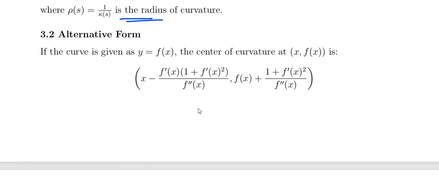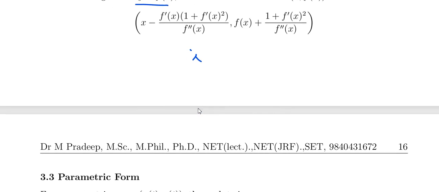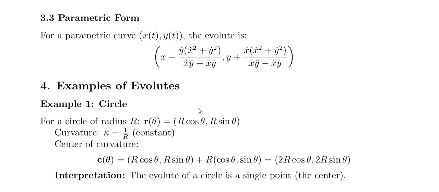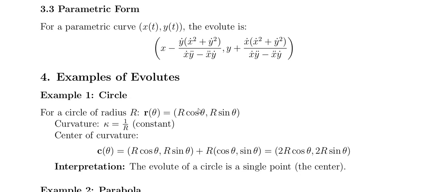If the curve is given as y equal to f of x, then the center of curvature at (x, f of x) is x minus f dash of x into 1 plus f dash of x whole square divided by f double dash of x, comma, f of x plus 1 plus f dash of x whole square divided by f double dash of x. If you have handled this in engineering, this is the formula for the center of curvature. And this is the parametric form, the same thing in terms of parametric form.